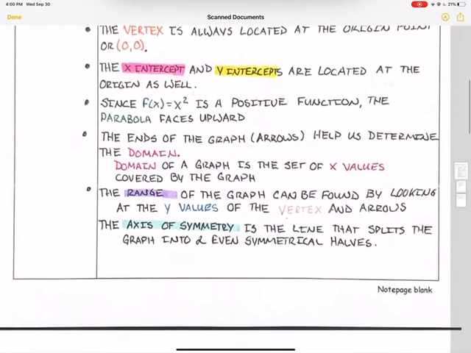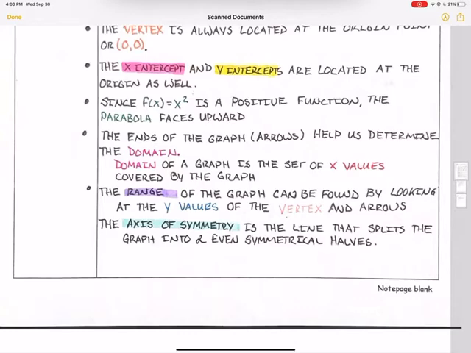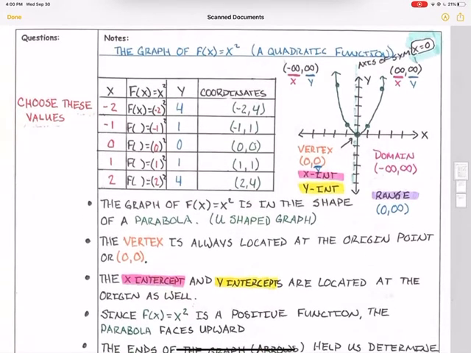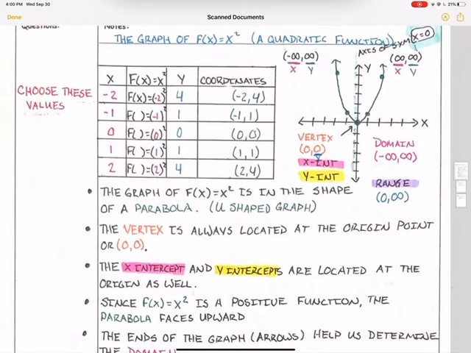The axis of symmetry is the line that splits the graph into two even symmetrical halves, which in this case I have dotted in blue on that graph. The axis of symmetry is x equals 0, or the y-axis. So this is the most basic function of a graph, and we're talking about shifting this graph up and down, left and right, narrowing it and widening it. Today we're going to talk about how to move the graph left and right.